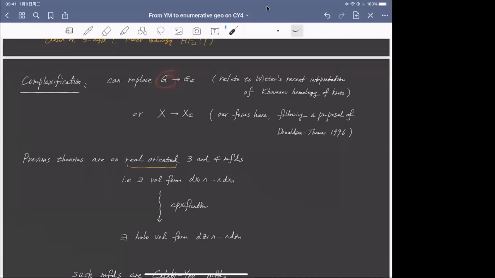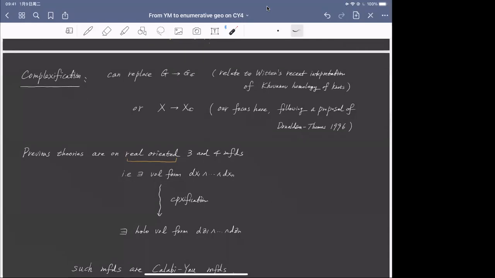From this compact Lie group to some complex Lie group. This perspective is important too, because Witten has some interpretation of Khovanov homology of knots using such a perspective. But I don't want to mention this today. My focus here today is to complexify the base manifolds, not the structure group. So the structure group of our bundle is still a unitary group. So this is a compact Lie group.